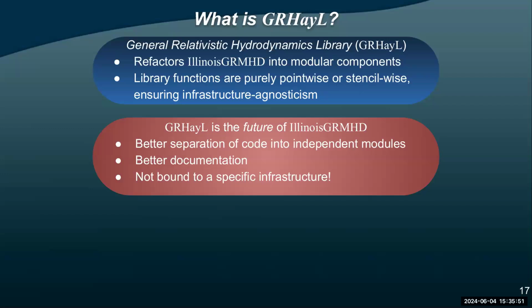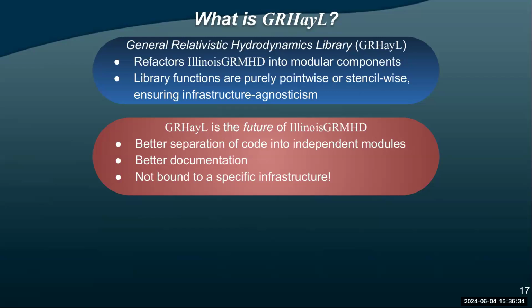And so this is also the future of IllinoisGRMHD, or at least the IllinoisGRMHD that's in the official toolkit release. And it includes better separation of the code into independent modules. Before it was all mixed together and hard to figure out what was doing which piece of the whole GRMHD algorithm. And there's much better documentation. Most of the GRHayL functions, hopefully all, have individual pages on the GitHub wiki of the library saying what the inputs are, what the outputs are, and what this function does. You know, the documentation one would hope for in a library.